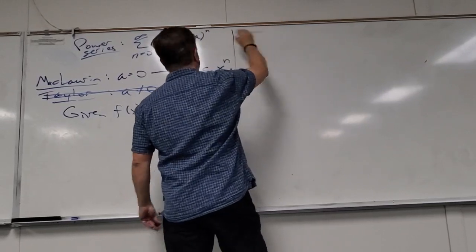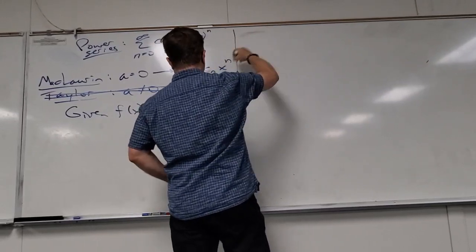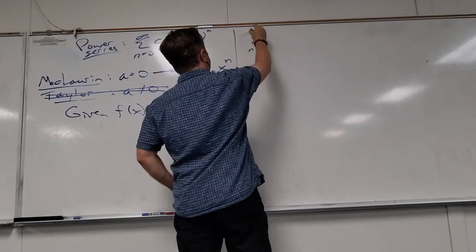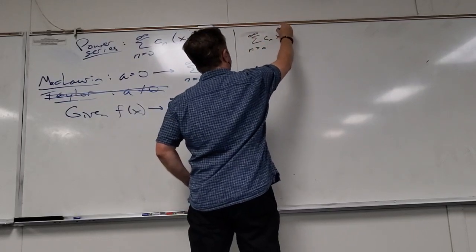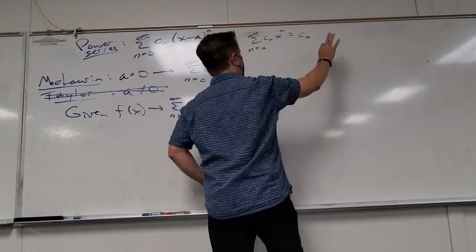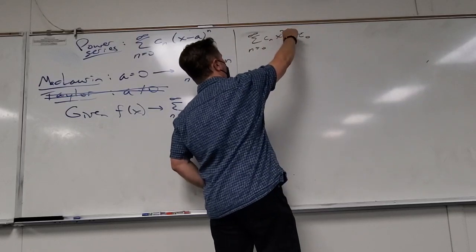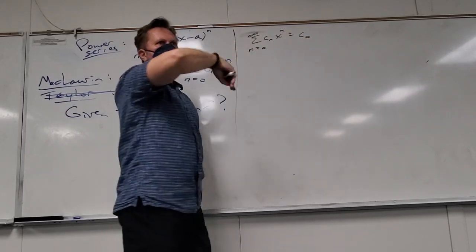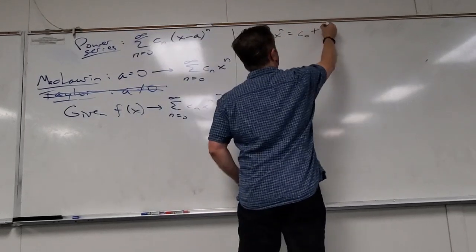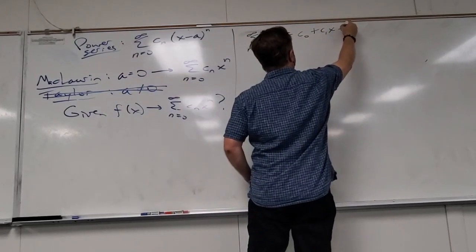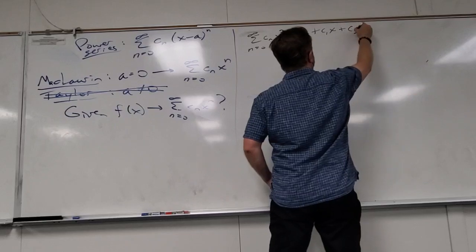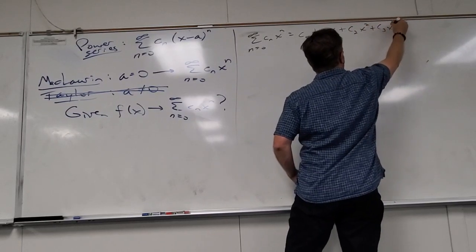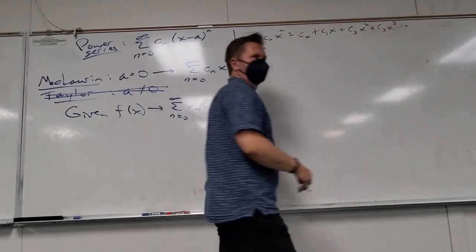So here's the idea. If I'm given an f of x and I want to put it into this form, let's really write what this thing looks like. This looks like C0, right? When n equals 0, I get C0 x to the 0, plus C1 x, plus C2 x squared, plus C3 x to the third, forever.